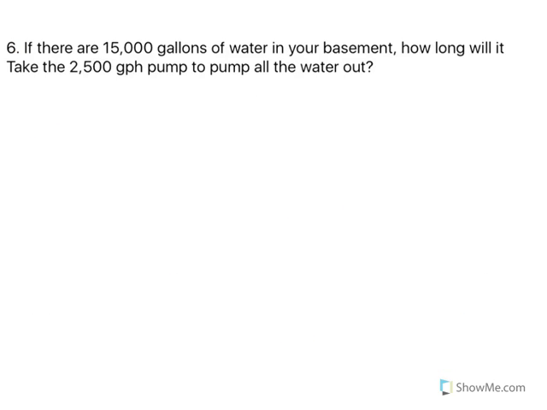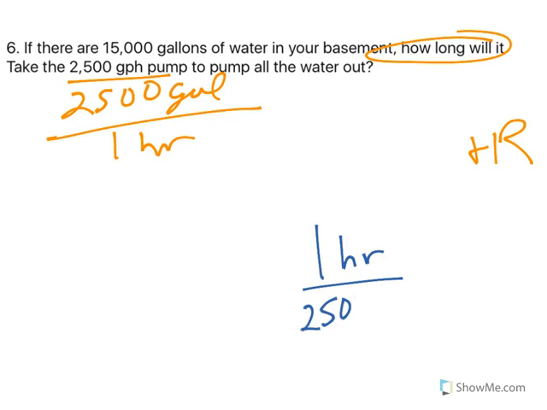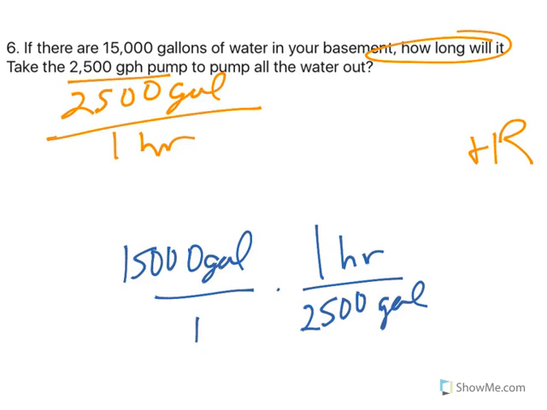All right, number 6. If there are 15,000 gallons of water in your basement, sucks to be you, how long will it take the 2,500 gallon per hour pump to pump all the water out? Okay, our question again is how long. That means our answer is going to be in hours. And the only spot we see hours is here where we have the 2,500 gallons per 1 hour. So I'm going to flip that upside down and put 1 hour over 2,500 gallons. And that means 15,000 gallons of water has to go on the top.